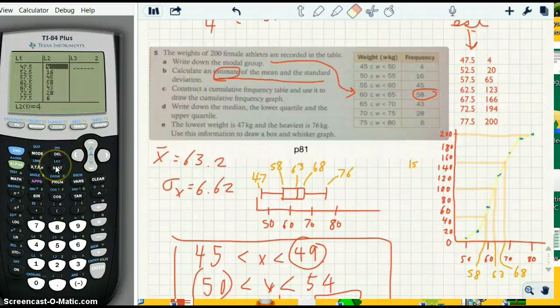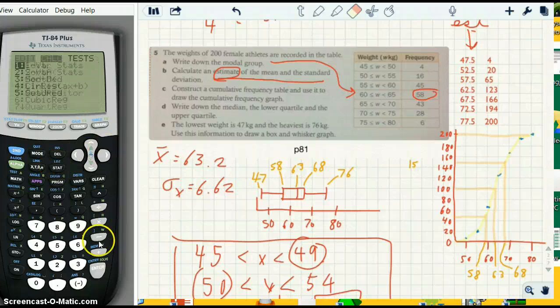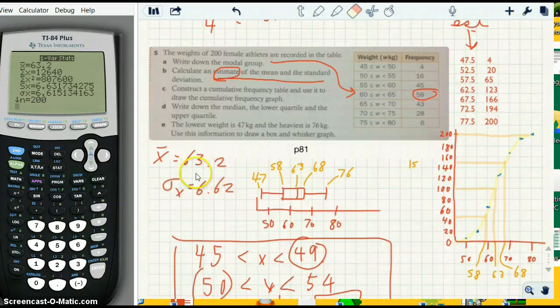I did that with stat edit. Now I'm going to find the estimated mean and standard deviation using one-bar stats. So I put in as the list L1, which would be these numbers here, and L2 would be the frequencies, which I also already entered. And then I go to calculate, and I press enter, and I get the X bar, which is the estimated mean, 63.2. And then I find that the sigma X is 6.62, and I put that down too. So that was B.